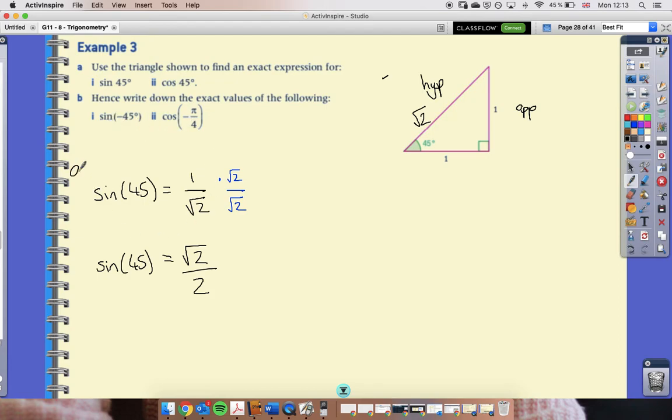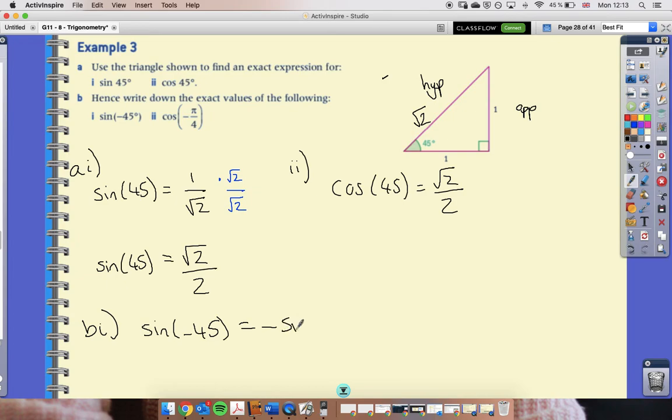So cos 45 is also root 2 over 2. Sine negative 45, we know from before that sine negative 45 is equal to the negative of sine 45. So it must be equal to the negative of this.